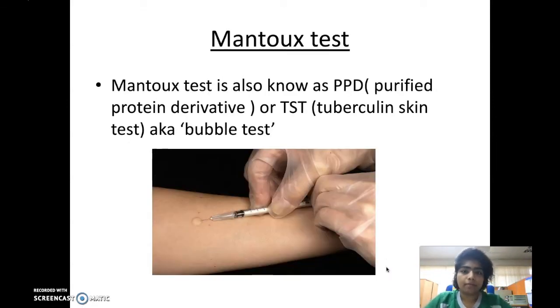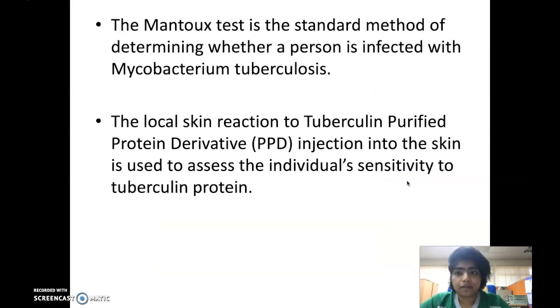Now I'm going to talk about the Mantoux test. The Mantoux test is also known as PPD. PPD means purified protein derivative, or also known as TST, tuberculin skin test. In simple terms, it is known as a bubble test. So the Mantoux test is the standard method to determine whether a person is infected with Mycobacterium tuberculosis. The local skin reaction to the tuberculin purified protein derivative injected into the skin is used to assess the individual's sensitivity to the tuberculin protein.